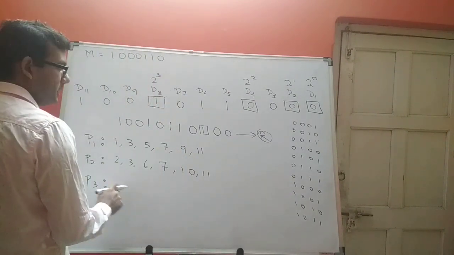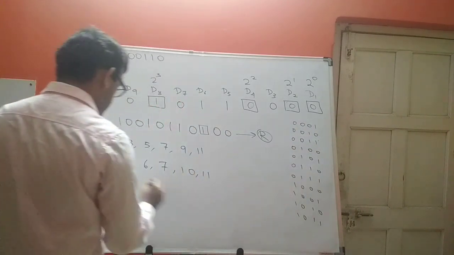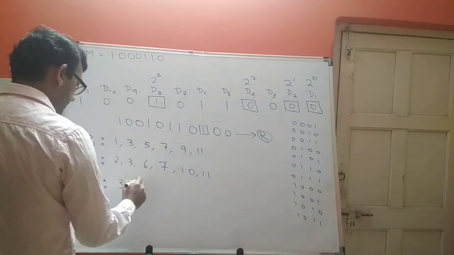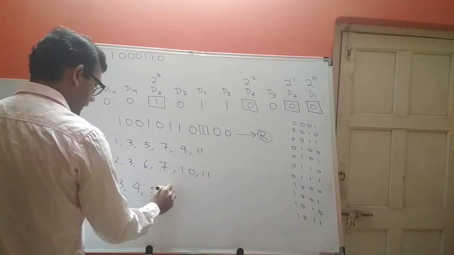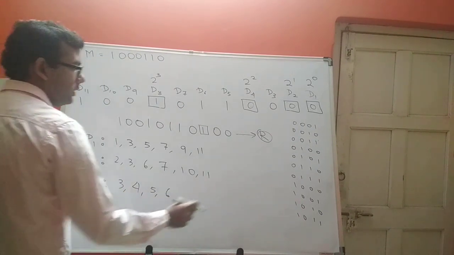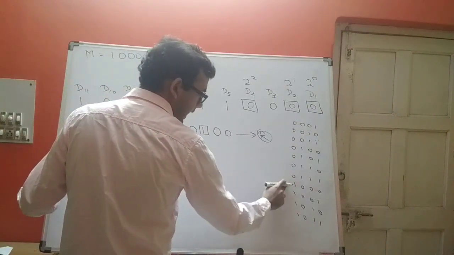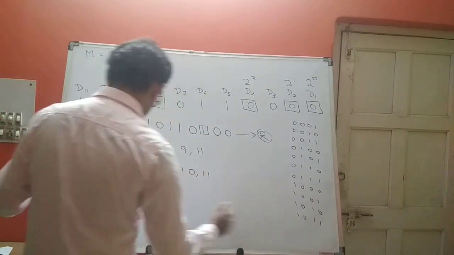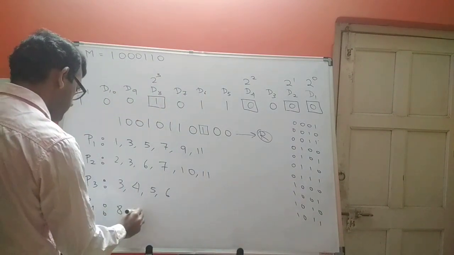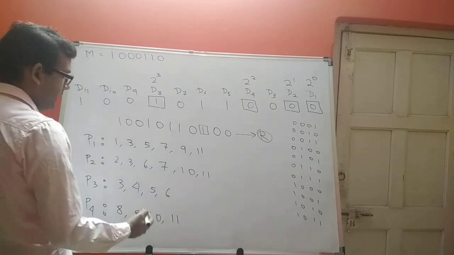So what is P3? Now P3 depends on 3, 4, 5 and 6. And what does P4 depend on? See, P4 depends on these last 4 bits. So it's 8, 9, 10, 11. So it depends on 8, 9, 10 and 11.